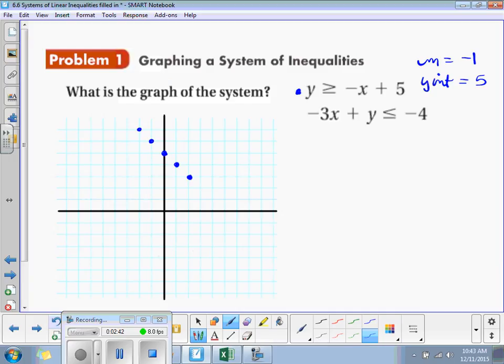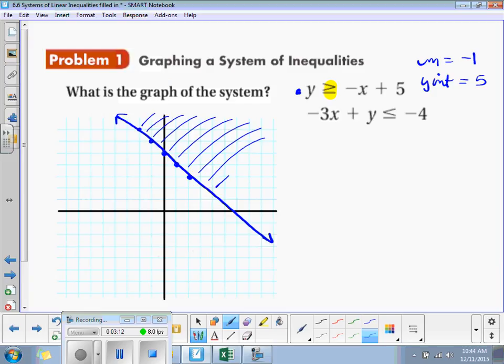Now, here we have a greater than or equal to. Are we going to have a solid line or a dotted line? Very good, a solid line. And there's your graph. Now, it's a greater than, so is it going to be shaded above the line or below the line? Above the line. So there's the graph of your first inequality.